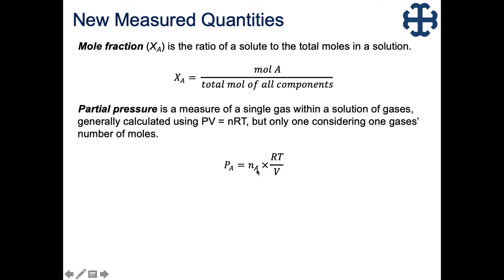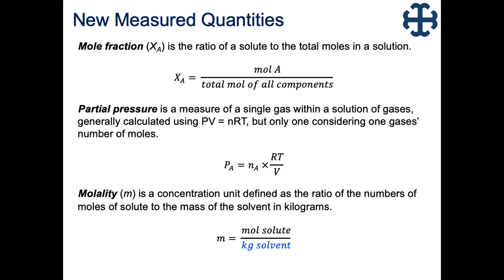But to calculate the partial pressure, this is our partial pressure then, this P sub A, and that is equal to the number of moles of that specific molecule, whatever it is we're looking at, with regards to the total of the whole, and then times our other constants, or not necessarily constants, but parts of our PV equals nRT equation.